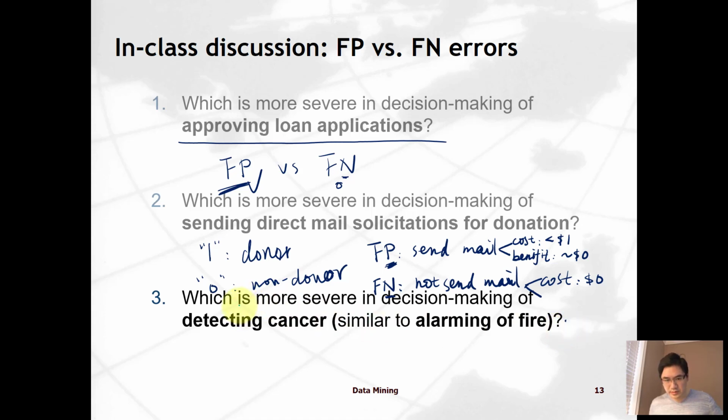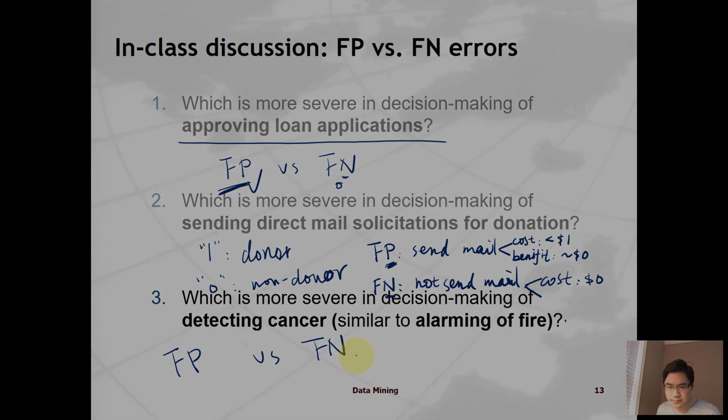Okay, now the case is, what's more severe in the decision making of detecting cancer, or which is similar to a fire alarm? In medical diagnosis as well as the fire alarm, there is a false positive kind of alarm versus a false negative. Which one is more consequential? I'll let you think about it, and I'll talk about it in a few seconds.